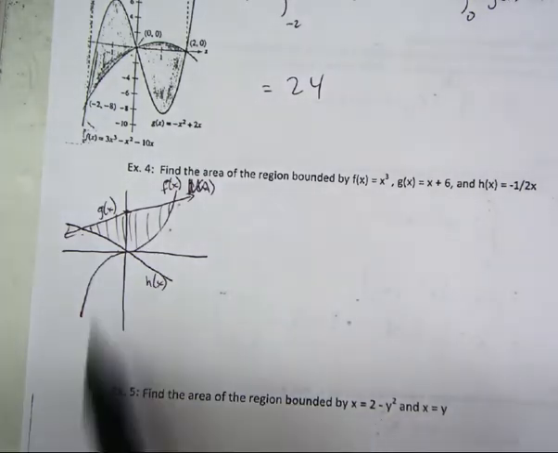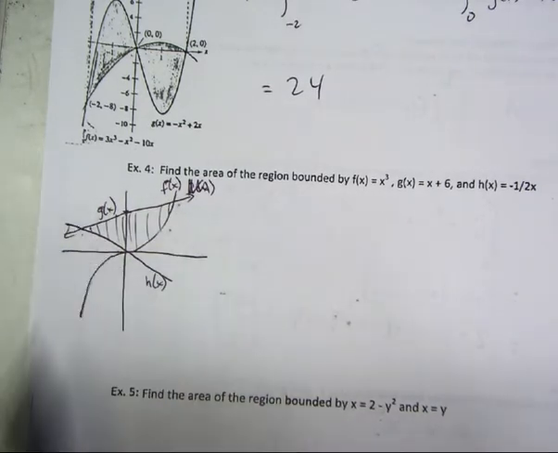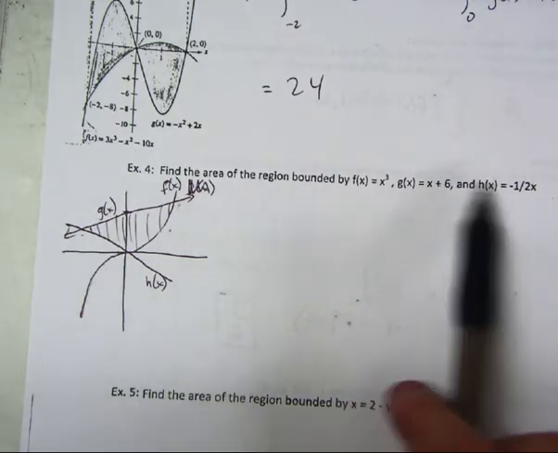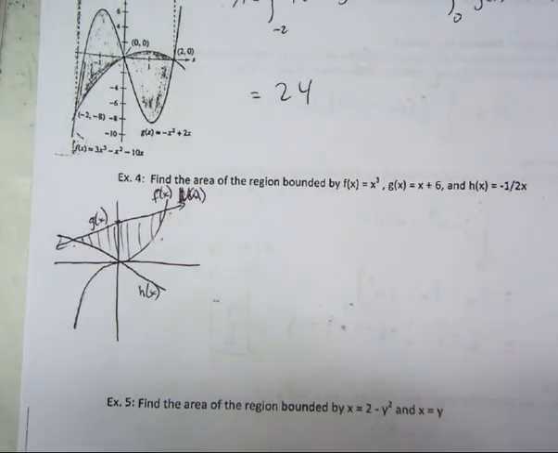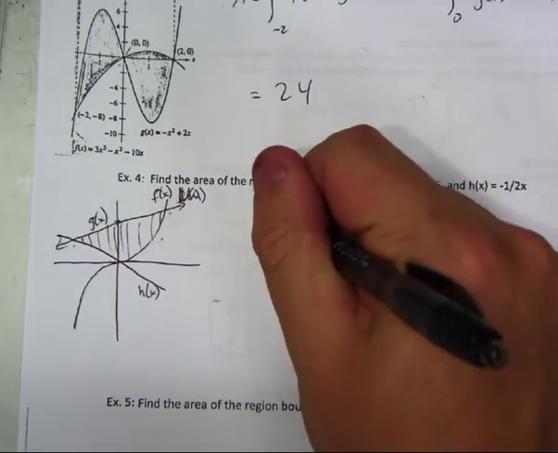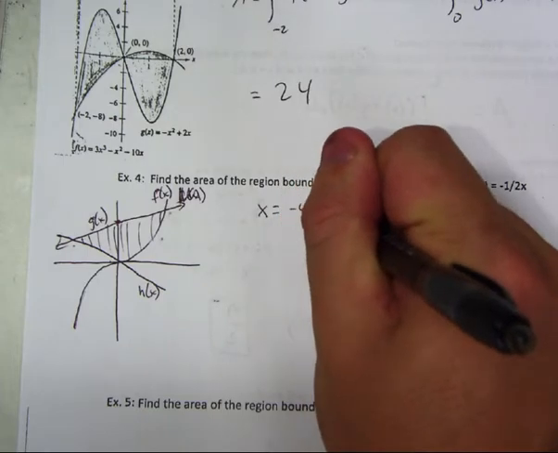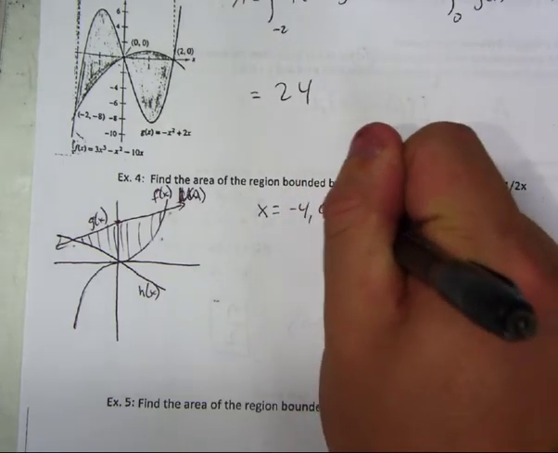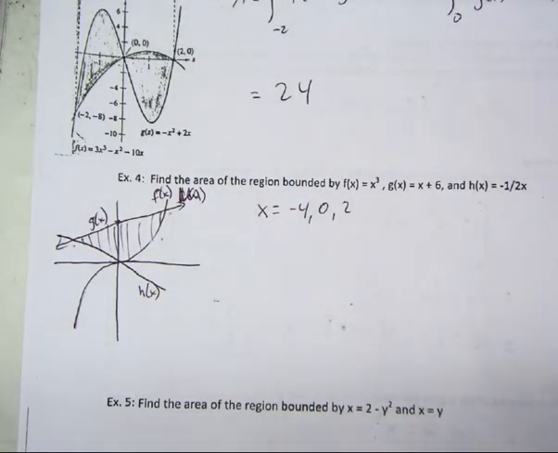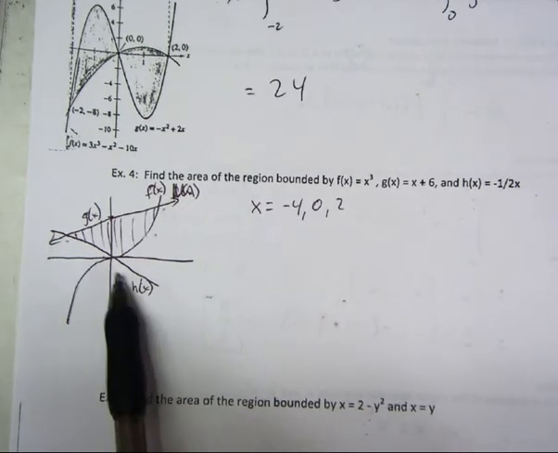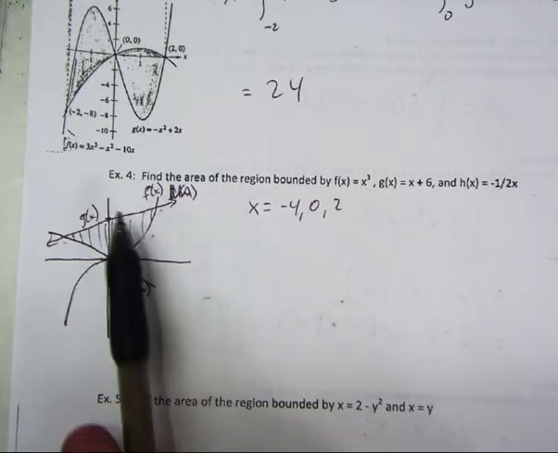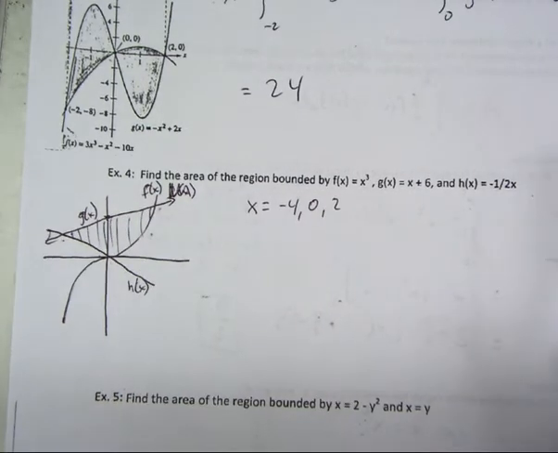But we do need to figure out where these things cross. We got to find these intersection points. So first, let's figure out where g and h intersect. You can either set these two things equal to each other or use your calculator. But the intersection points of all of these are negative 4, 0, and 2. So g and h intersect at negative 4. H and f intersect at 0. And then g and f intersect over here at 2, if you solve those systems.